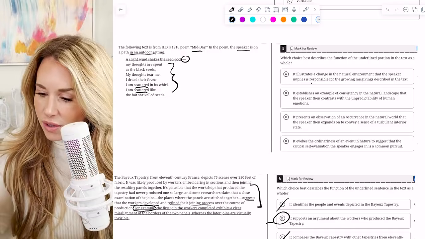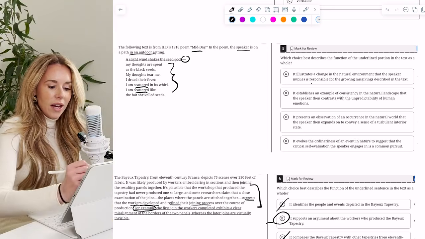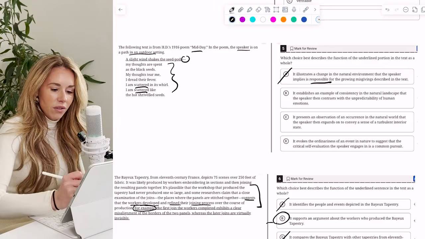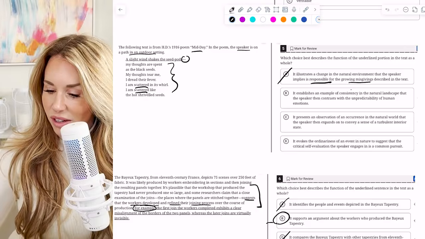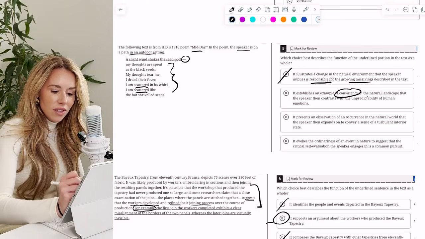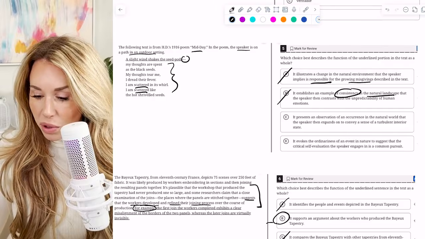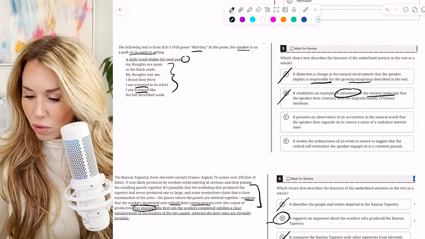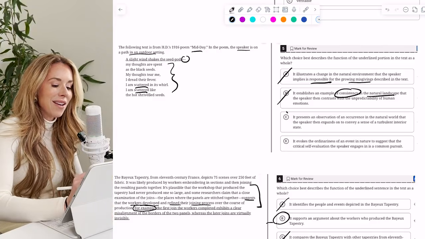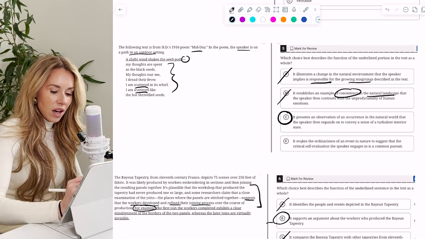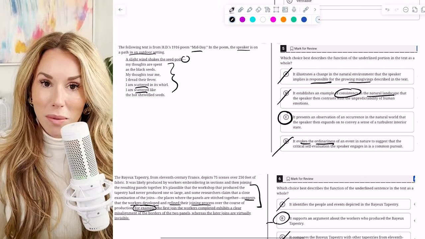Let's look at the answer choices. We have, it illustrates a change in the natural environment that the speaker implies is responsible. Okay, he's not saying it's responsible for his growing misgivings. B says it establishes an example of consistency in the natural landscape that the speaker then contrasts. There's no consistency in this. It's a slight wind that just picked up. How is that consistent? C says it presents an observation of an occurrence in the natural world that the speaker then expands on to convey a sense of turbulent interior state. That's exactly what's going on. It's not evoking any ordinariness, so get rid of D. Process of elimination is your best friend on this test.